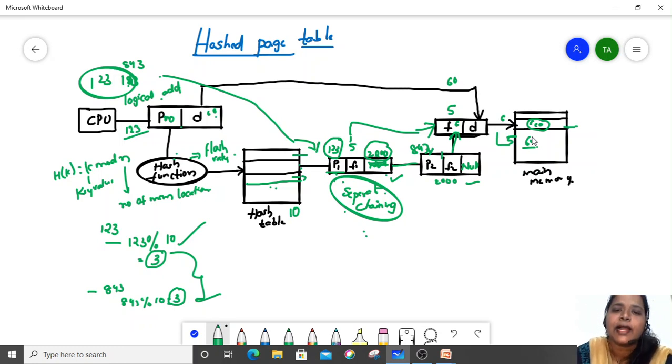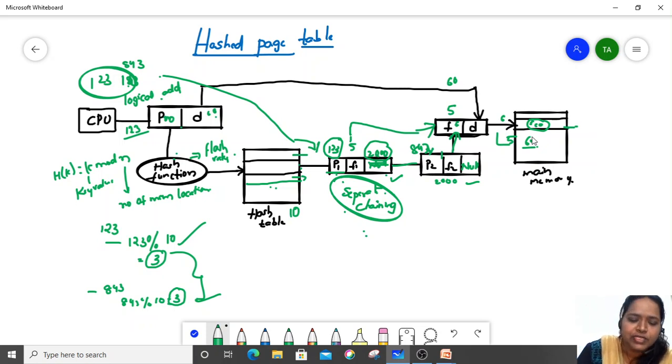Fine. So the hashed page table makes use of a hashing function. A hash value is generated in order to map onto the hash table. To avoid collisions, we use the concept of separate chaining, so that if the CPU generated mod value is the same, we shouldn't collide. This is how the hashed page table is structured.